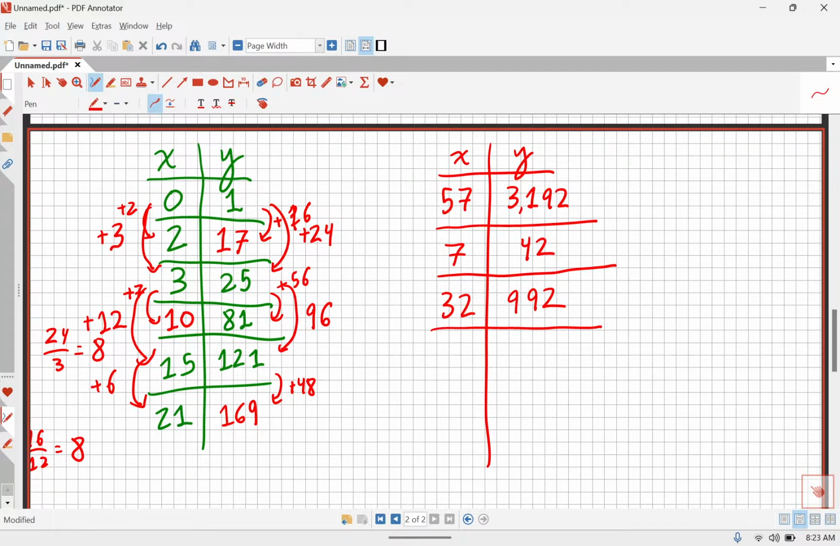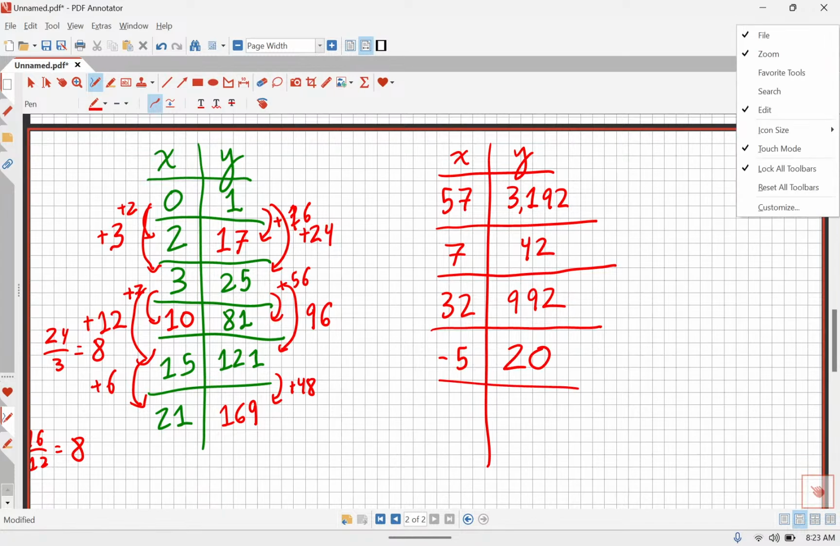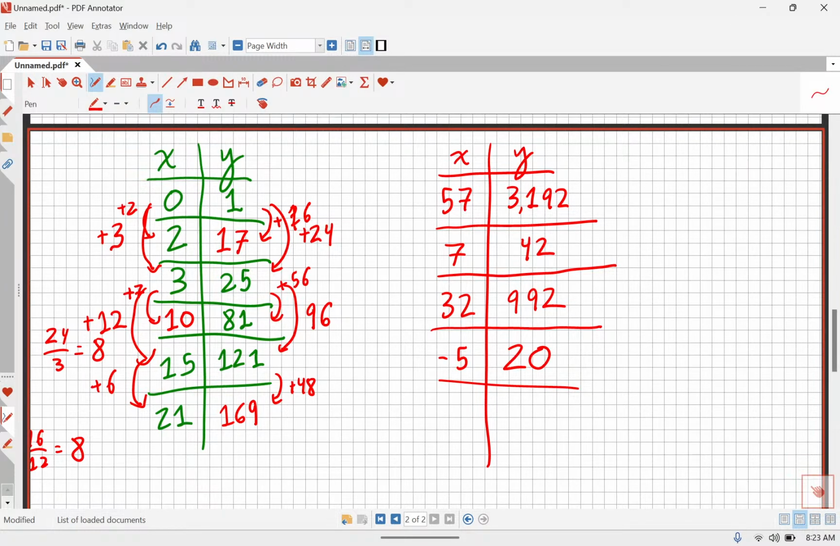Can somebody give me a negative number? Let's see, Bradley, can you give me a negative number? -5 and 20. All right, guys. Is that linear? Yes or no? And how can you tell? Teach!